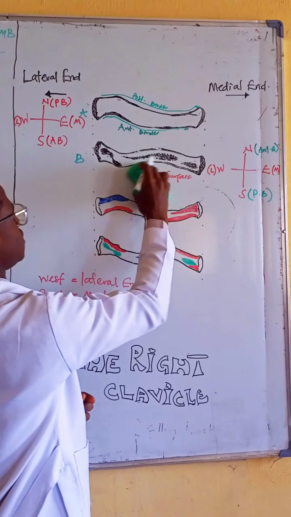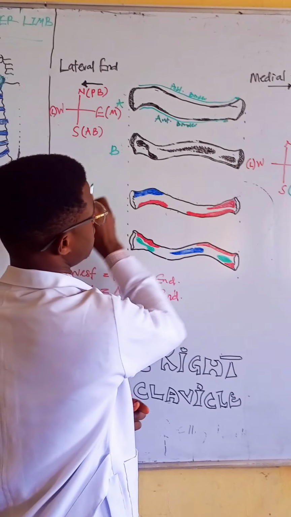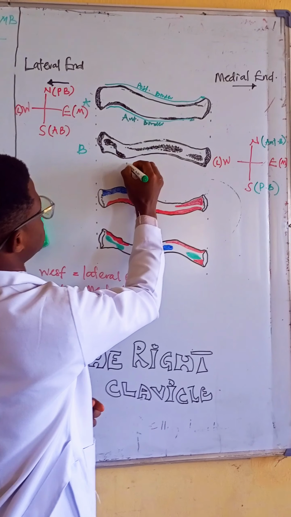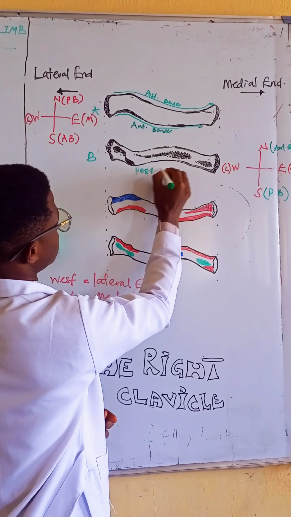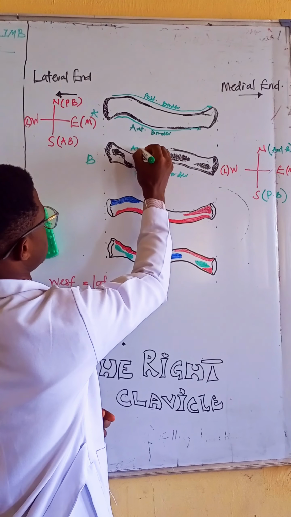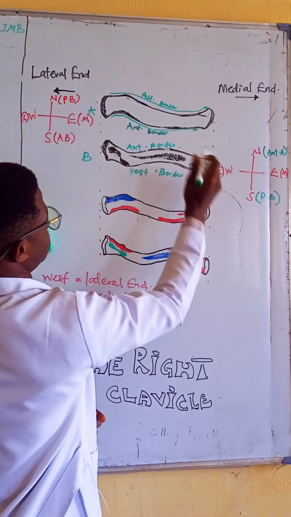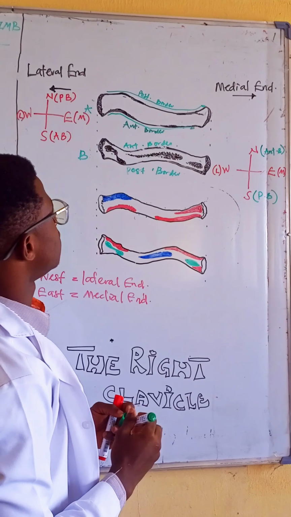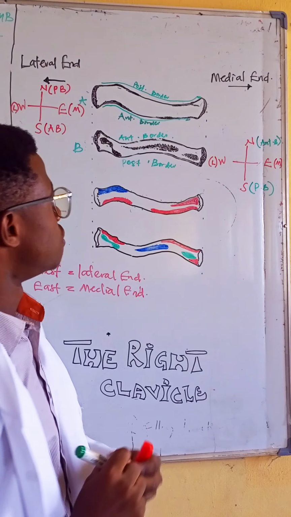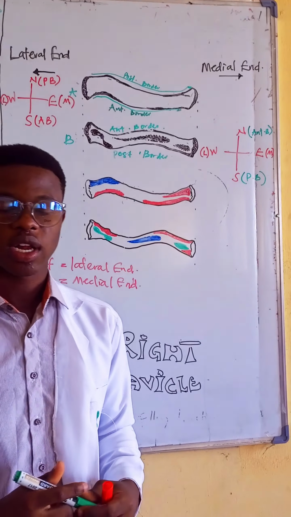Let's clean this. So this is our posterior border and anterior border. Two hands. So that's that. So we've considered the size of a clavicle.